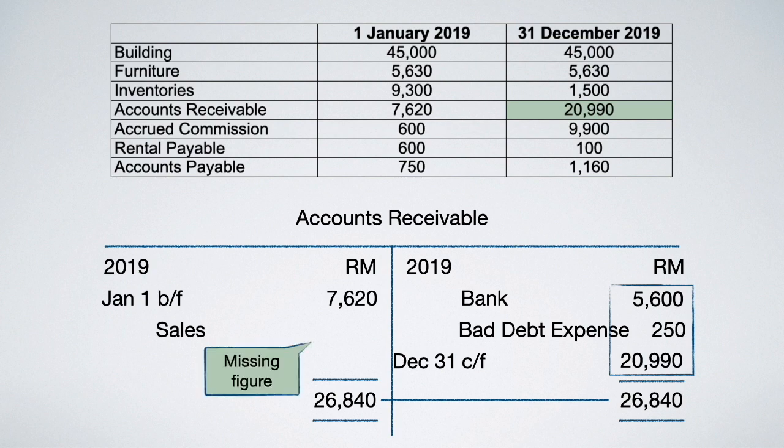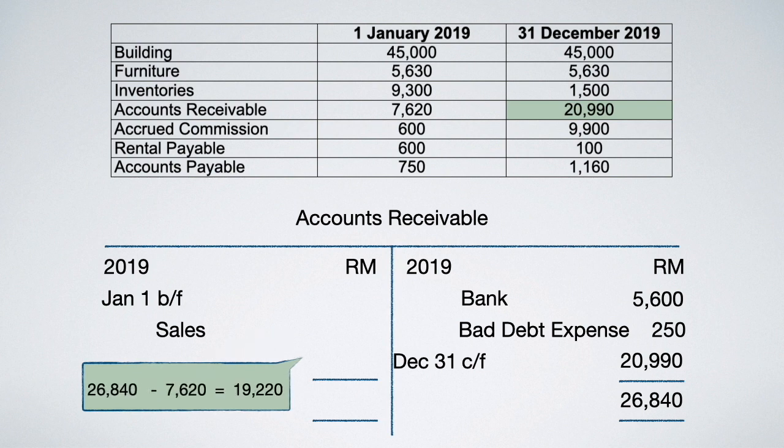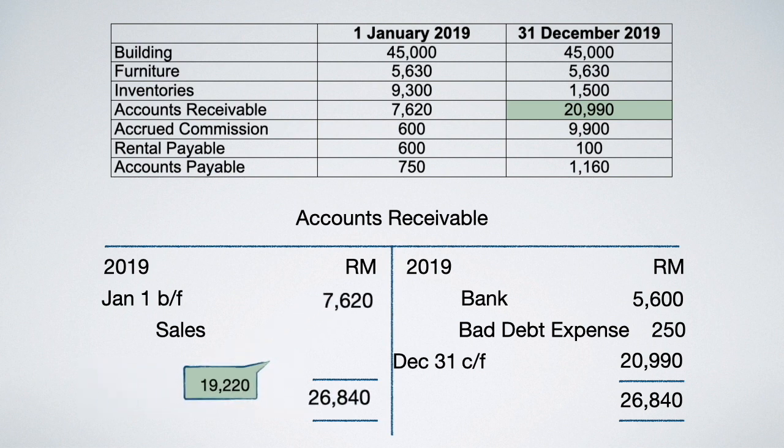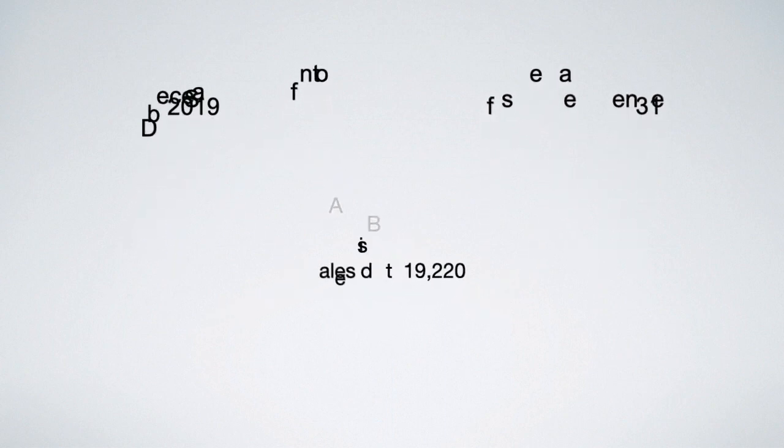So the difference, the missing figure, is the credit sales. Okay, so you calculate lah. So you tolak 26840 dengan 7620, you will get this number. So this is the credit sales. Walaupun di credit sales kita tak tulis dalam perkataan tu credit sales sebab ni nama account. Okay, so we have already credit sales amount.